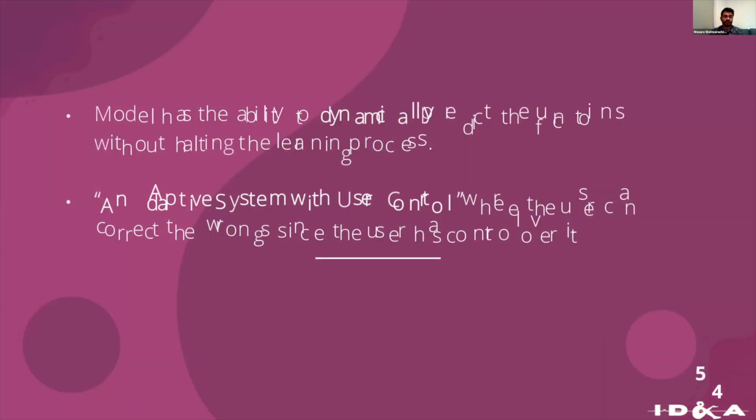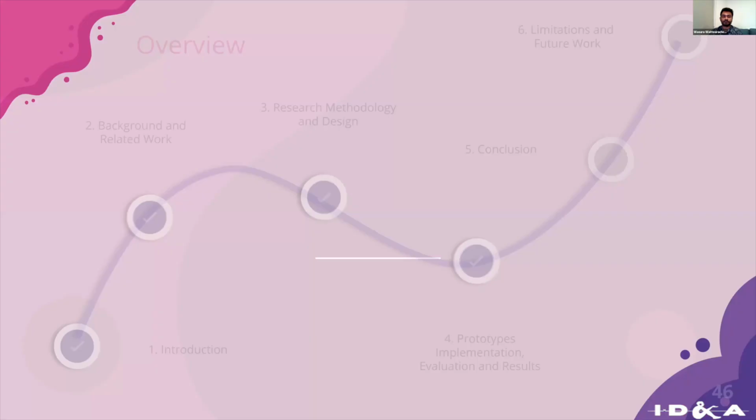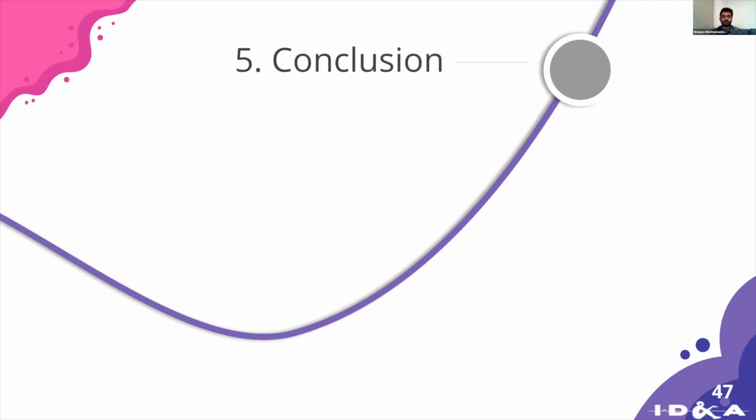Finally, we can say that the model has the ability to dynamically predict the functions without halting the learning process. We also introduced an adaptive system with user control, where the user can correct the wrongs with time. Moving on to the conclusions.